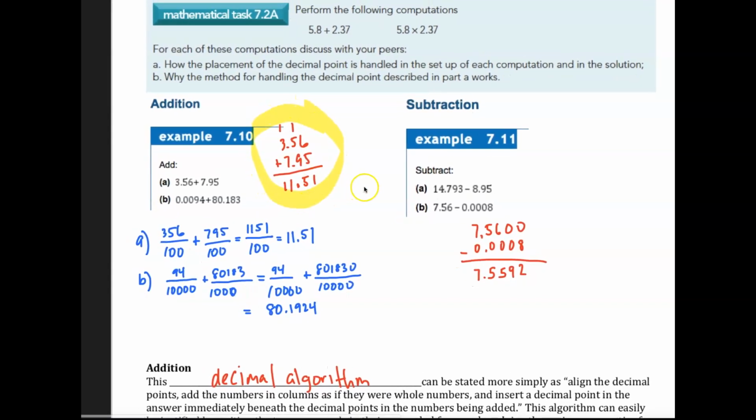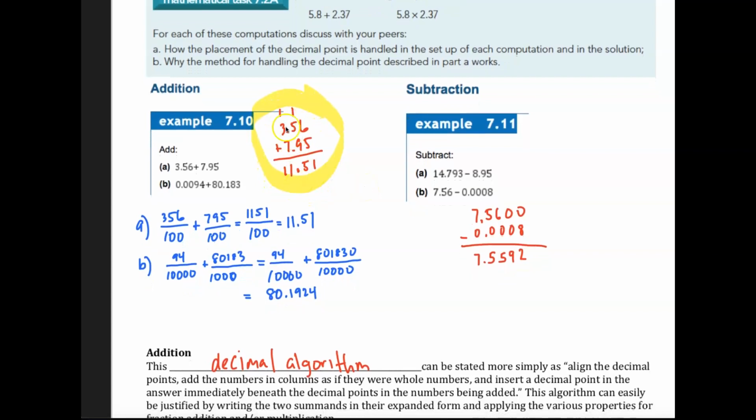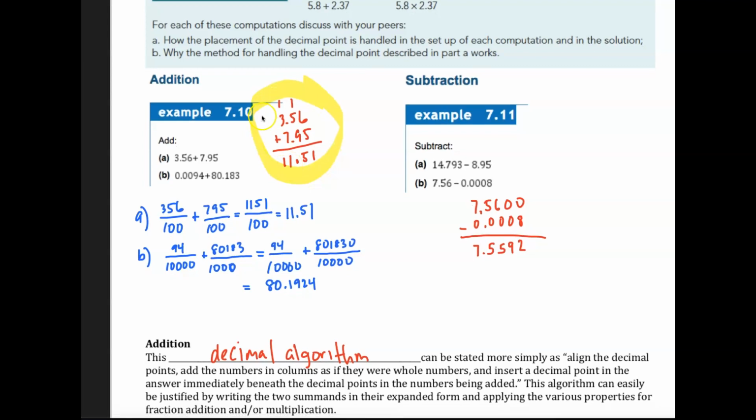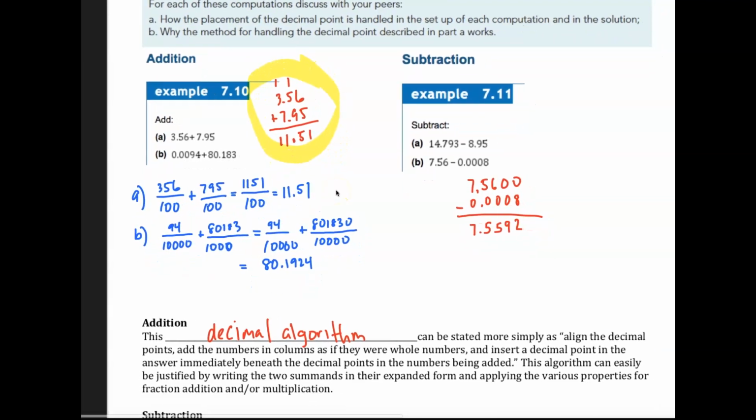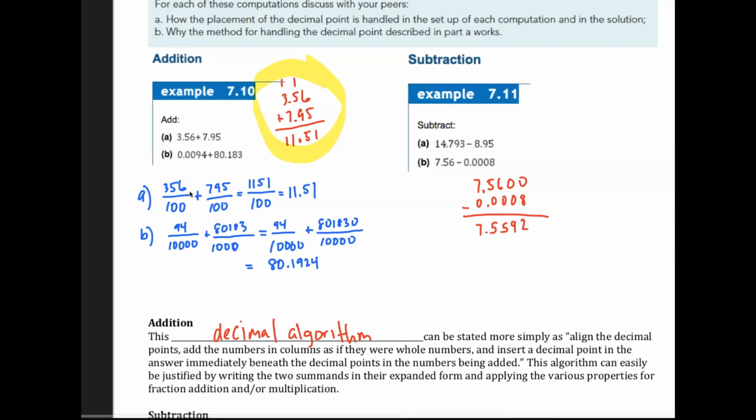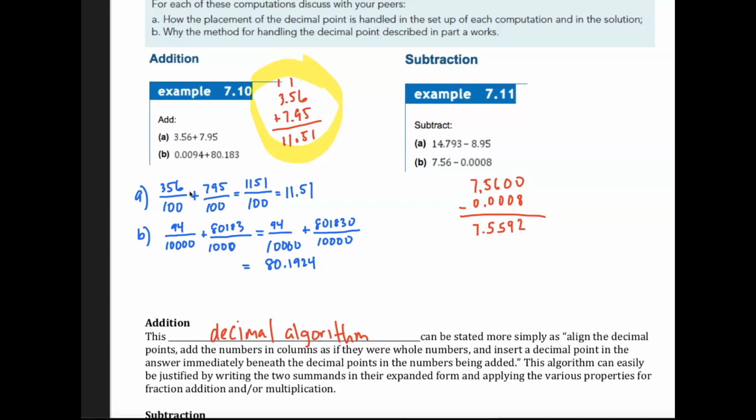That's the standard algorithm. And so the idea of why we line up these decimal points, it's important to consider why we line up the decimal places. What we're trying to do is notice 3.56 is 356 over 100 plus 795 over 100 equals 1151 over 100. We remember decimals are just fractions, and so sometimes we prefer to work in fraction form and sometimes in decimal form.